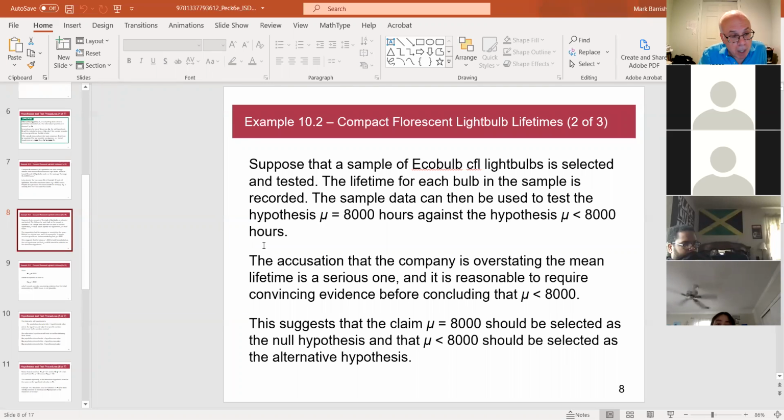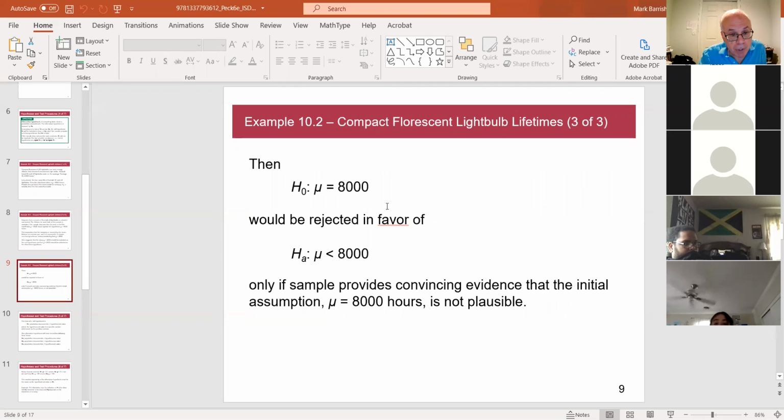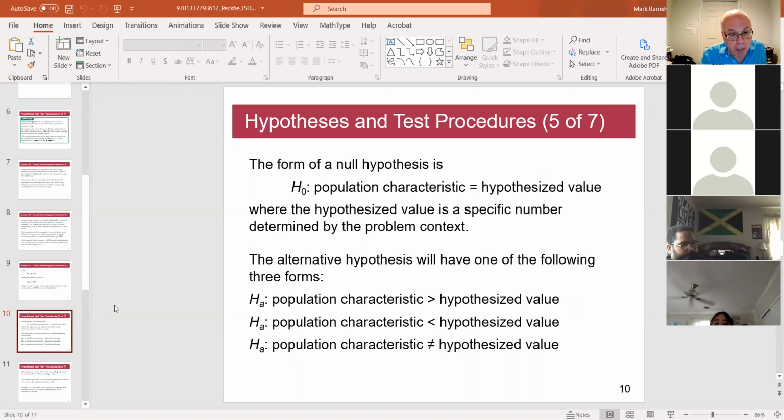So there's an advertised claim. Maybe a group of consumers are getting together. They think it's less than 8,000, and so they hire a research firm to test this out, and then the research firm will come to a conclusion. Again, the steps of how to come to that conclusion will be next week. I'm just giving you the language, the concepts of what hypothesis testing is today. That's what we're trying to do, and that's just a way of writing it symbolically.